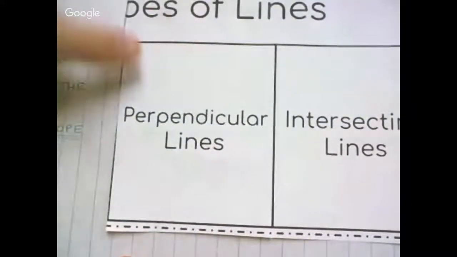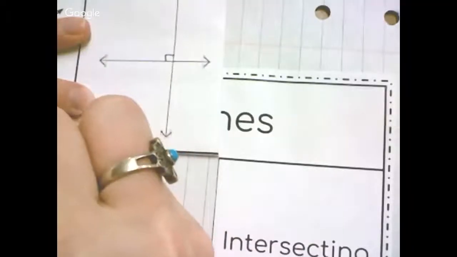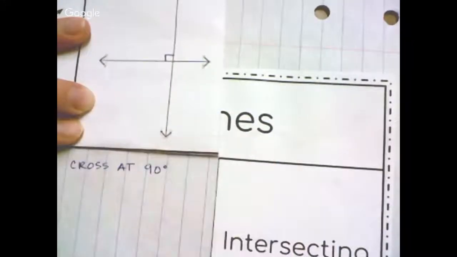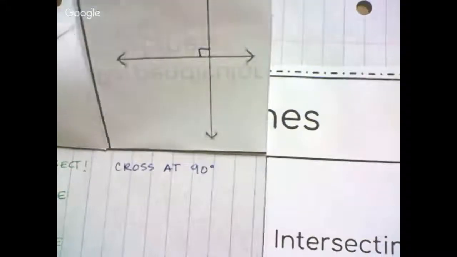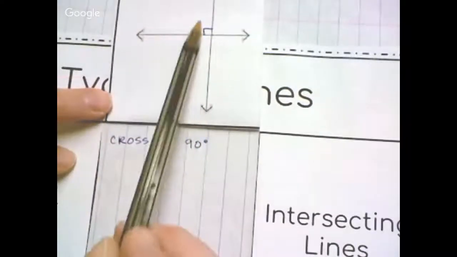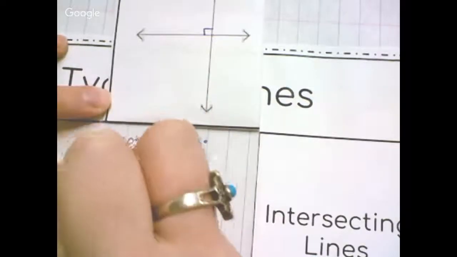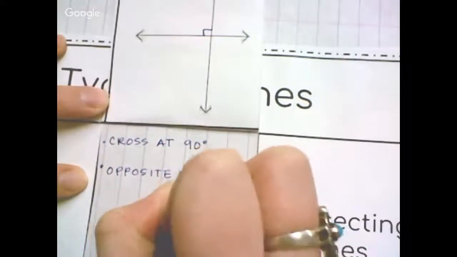The next type of lines I may have is perpendicular. Perpendicular lines are lines that cross at a 90-degree angle. They're lines that cross at a 90-degree or right angle. Now, in terms of slope, to get one going the full opposite of the other, we're going to use the opposite reciprocal.